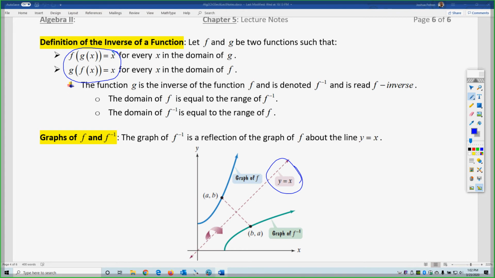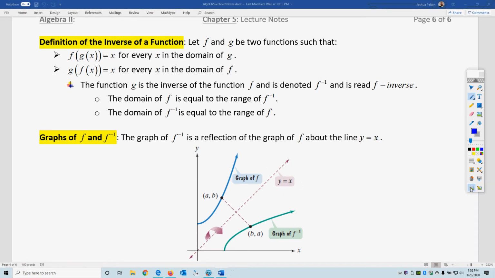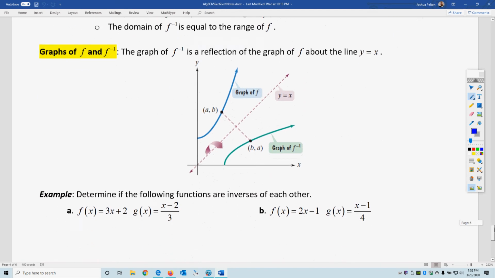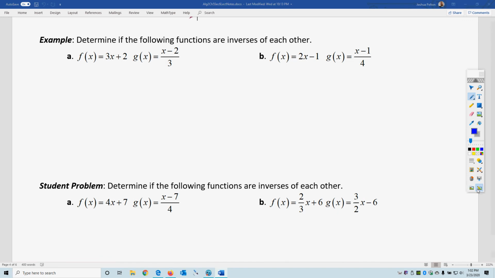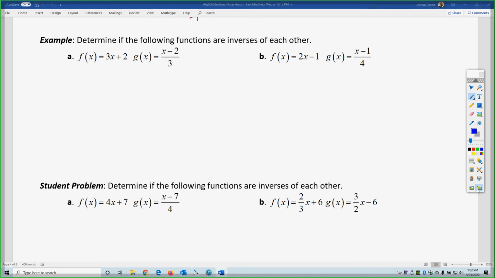If you're a computer programmer, one function undoes the other, regardless of which order you do it in: g of f, f of g. In this book, they use g to signify it's the inverse function. Okay, so let's try some examples here. So we'll do f of g of x here, and g of f of x here.